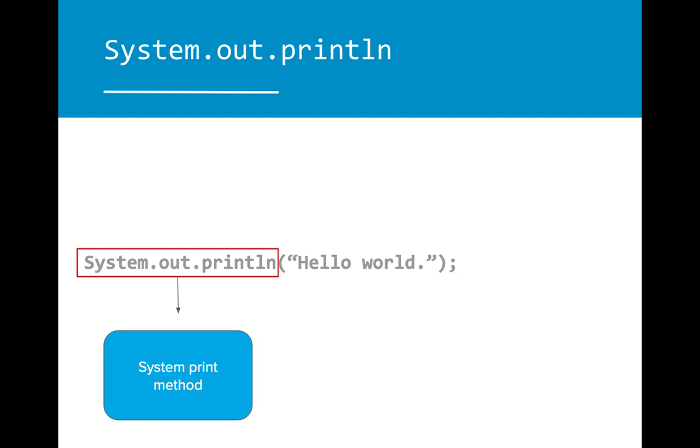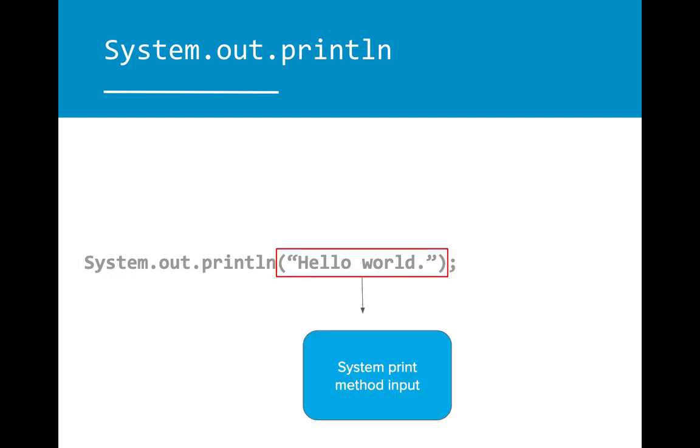The System class method, println, is broken up into two components. The first is the class method. This indicates to Java how the message should be output into the console. The second is the System print method input. This contains the content that will be displayed in the console. The content that is meant to be displayed should be placed in between the two parentheses.